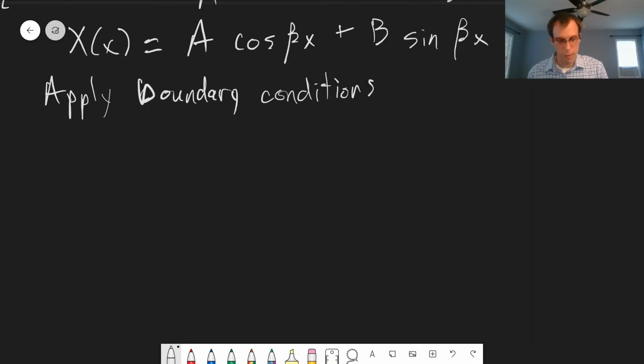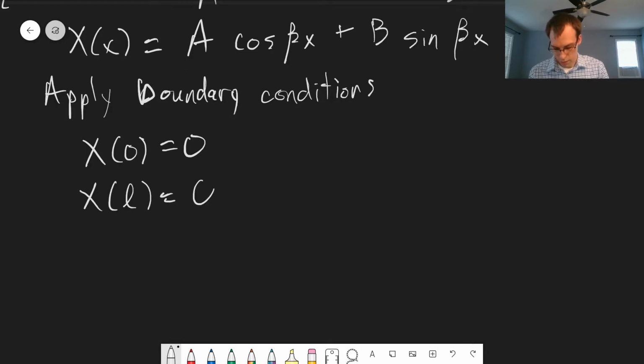All right, and so if we remember our boundary conditions, it's that. And so here we're going to look at just the x part, of course. We know that when x is equal to 0, the displacement has to be 0. The string is fixed on one side. And we know that when x is equal to L, the displacement also has to be 0. So let's look at this first one.